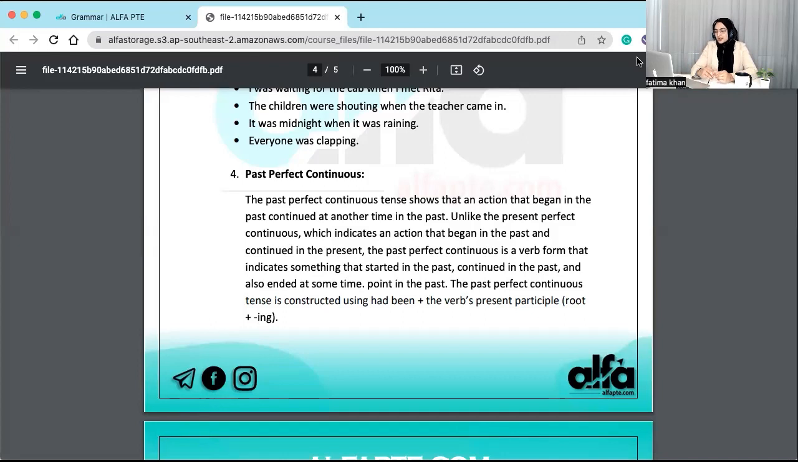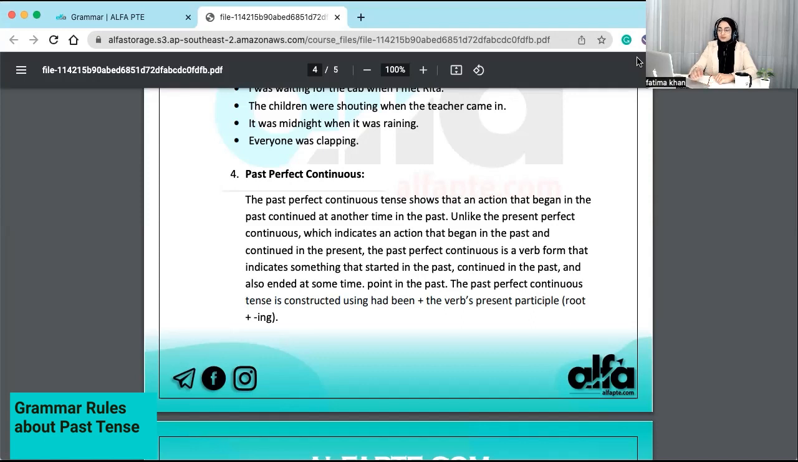She had been, because we are talking about the past. If it was about present perfect, has or have will come. But this is past perfect, so it will be had all the time. She had been living in poverty until she wrote her first book.